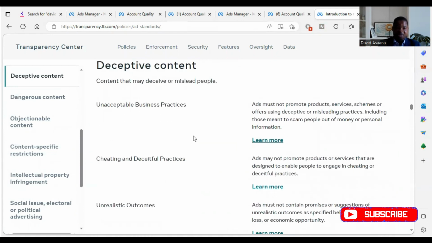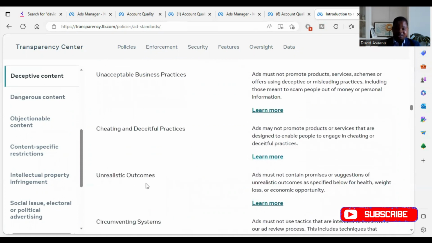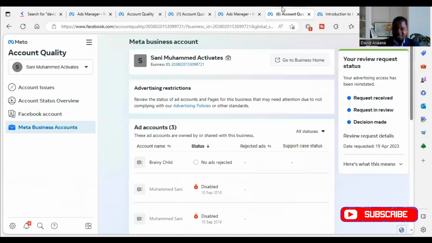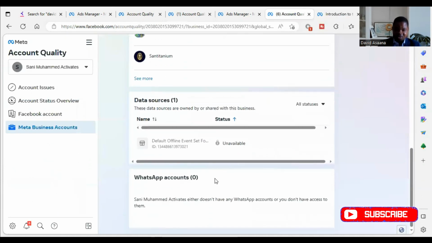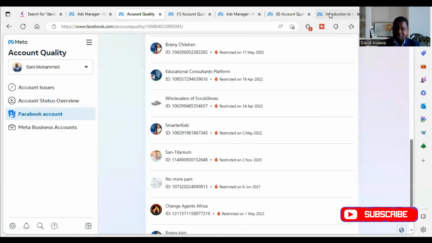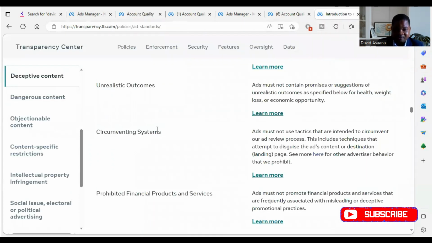So check all these: deceptive, unacceptable business practices, cheating and deceitful practices, unrealistic outcomes, circumventing systems, prohibited financial products and services. Now, with what you are seeing here, one of the reasons why the pages are all getting restricted would be this particular policy, circumventing systems. Ads must not use tactics that are intended to circumvent our ad review process. This includes techniques that attempt to disguise the ad content or destination.